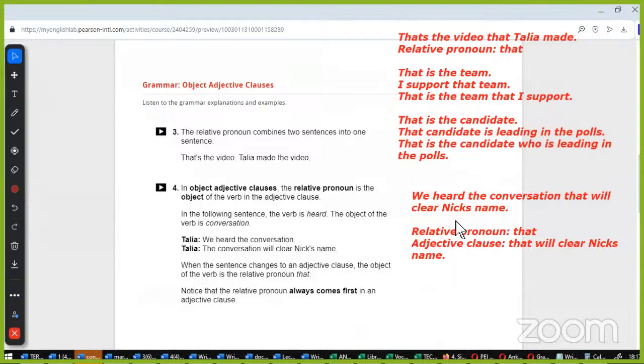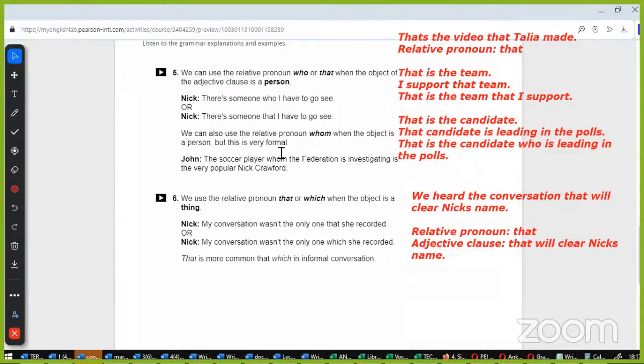So here, I don't know if you have any questions with 3 and 4, maybe. No, mister. Okay, great. Let's go to 5 and 6. So we can use the relative pronoun who or that when the object of the adjective clause is a person. There is someone who I have to go see. There is someone that I had to go see. Here that is less formal.